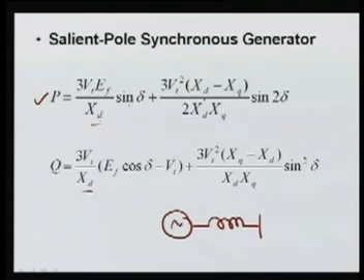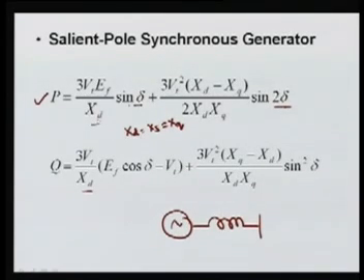Now from this expression you can see we get a similar expression as in the cylindrical rotor. If Xd is equal to Xs and that is equal to Xq, what will happen? Xd minus Xq will be 0 and this component will vanish. But in this case they are not equal, so we get another component, and it is sine 2 delta.